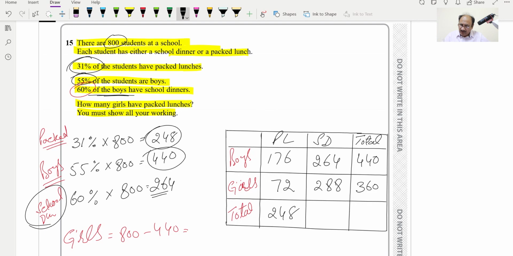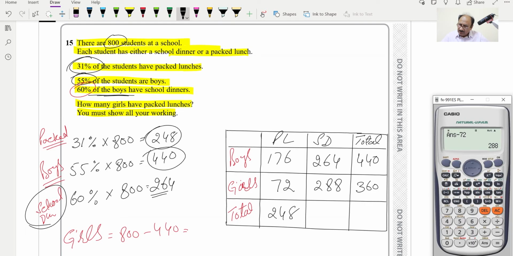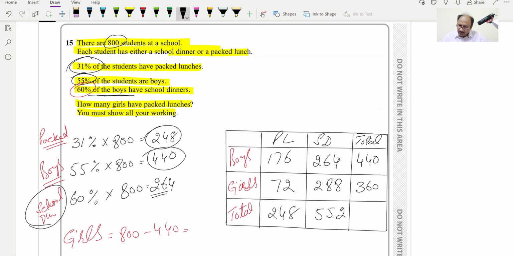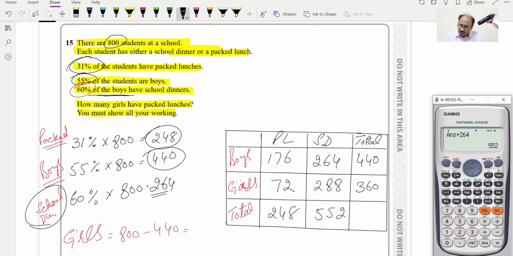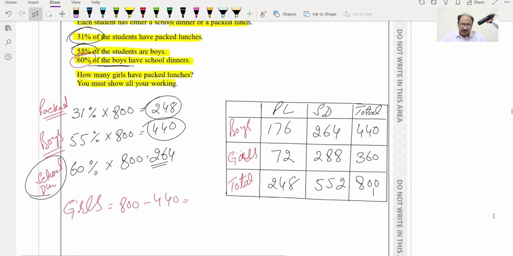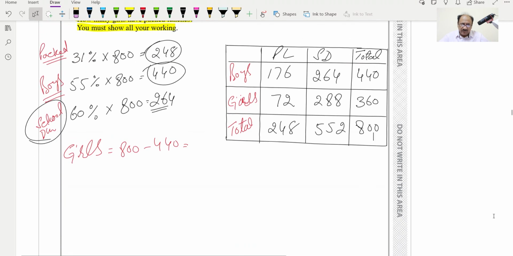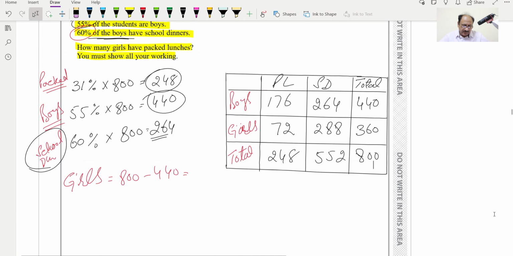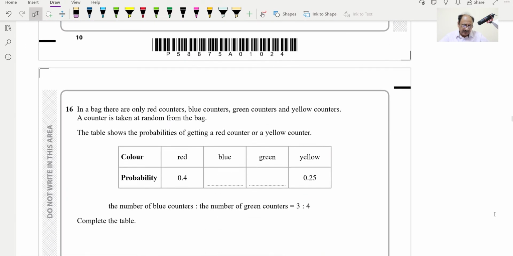Now we can add this, so this will be 264 plus 288. 288 plus 264 will be equal to 552 over here, and we can basically add up on both sides. 552 plus 248 will be 800, and if we check 440 plus 360, this will also add up to 800. So this is basically the information which we can provide in the form of a table also, or we can provide in the form of statements also.